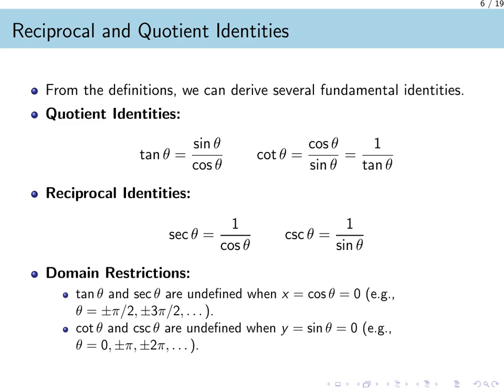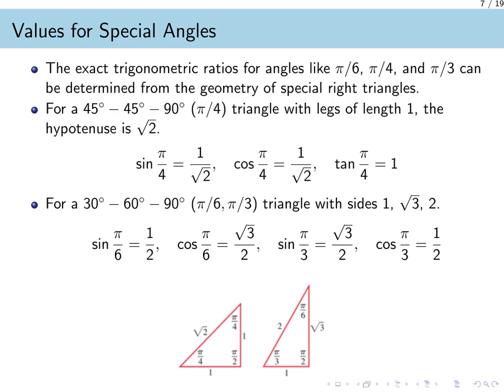This occurs at angles like plus or minus pi over 2, where the x-coordinate on the unit circle is 0. The key idea is that you can derive all the properties of the other 4 functions directly from sine and cosine. We can find the exact trigonometric values for some of the most common angles by looking at the geometry of 2 special right triangles.